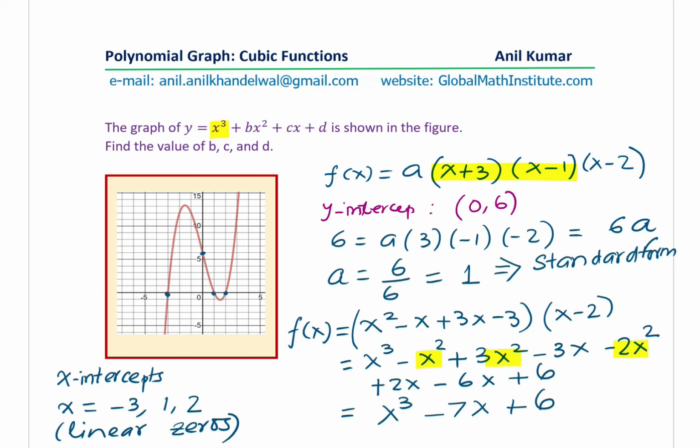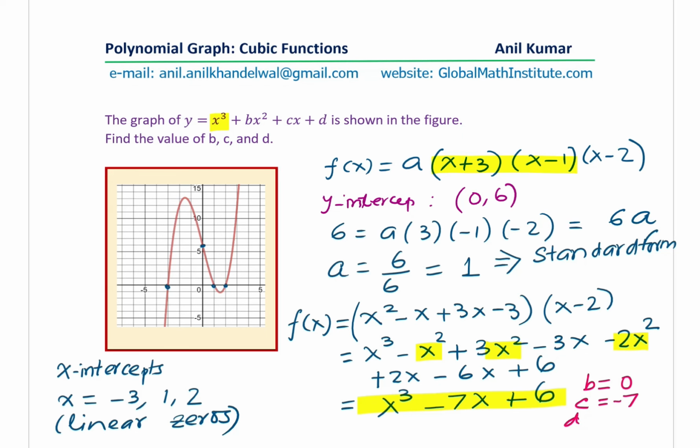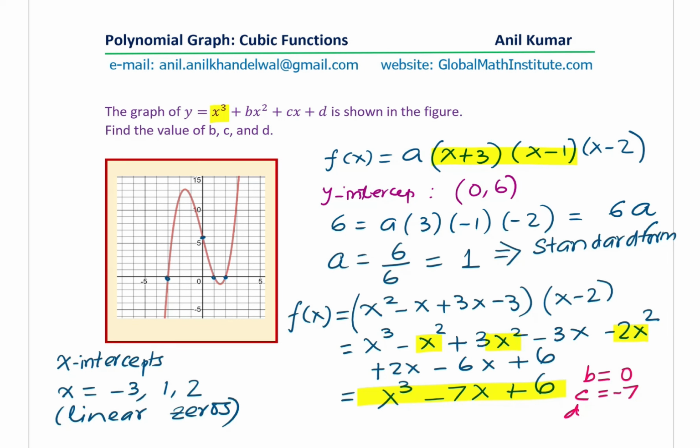So in the given question, we do get the values of b, c, and d. Comparing this with the expression given to us, we can write down our answer. The value of b, which is the coefficient of x squared, is 0. The value of c, which is the coefficient of x, is minus 7. And the value of d, which is the constant in this case, is equal to 6. So those are the three answers for the real numbers b, c, and d in the given equation.